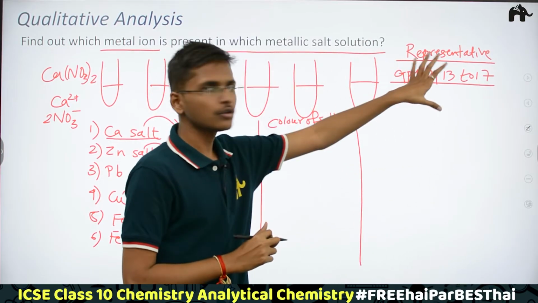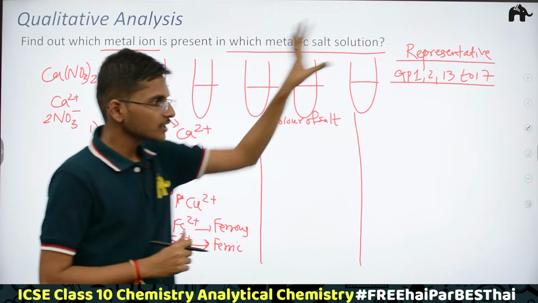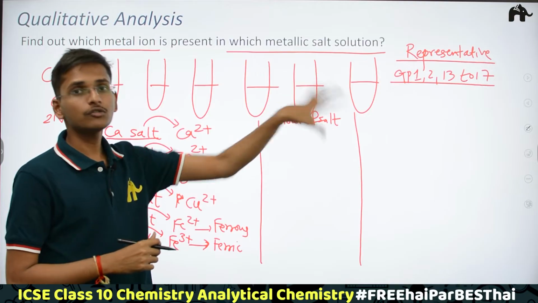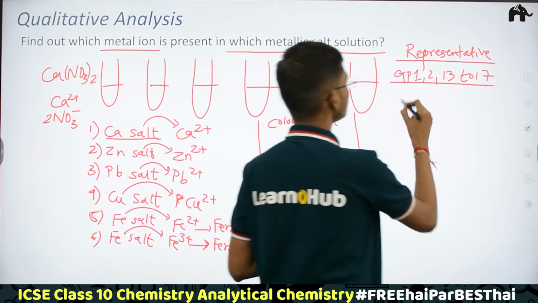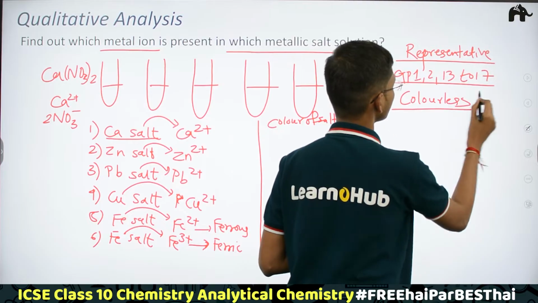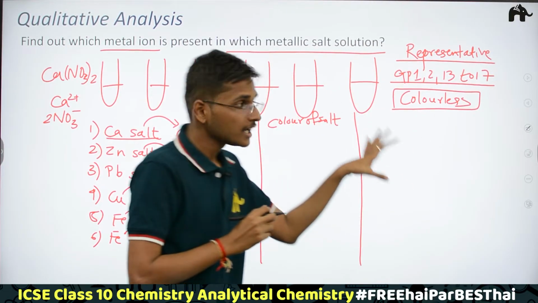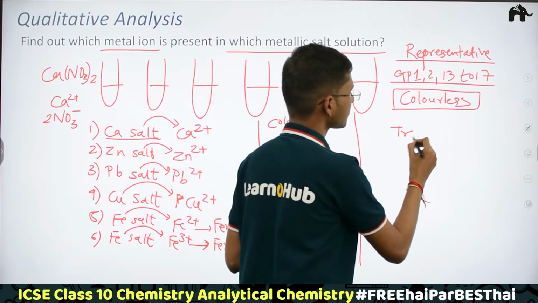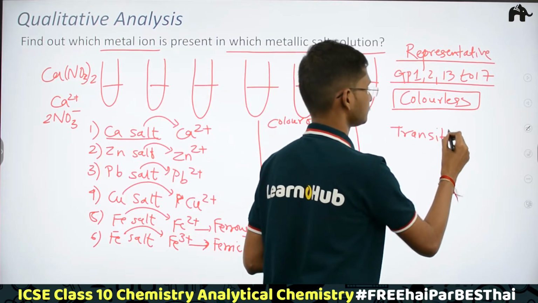So if any element among these forms a salt, that particular salt would generally be colorless. Very interesting. And if the salt is made up of a transition element, now again you have to move back to the periodic table.